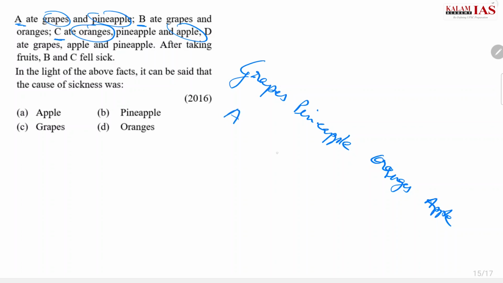A has eaten grapes and pineapple. B ate grapes and oranges. C ate oranges, pineapple and apple. D ate grapes, apple and pineapple. Now after taking fruits, B and C fell sick.